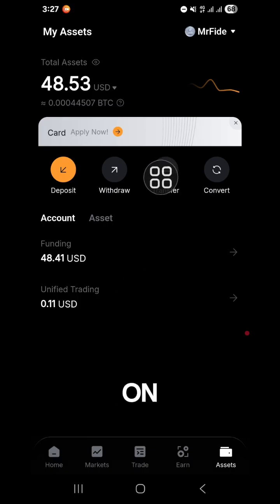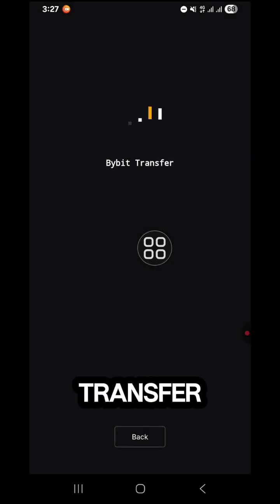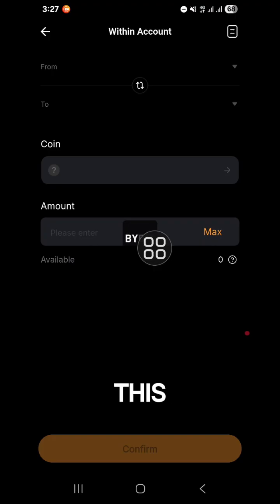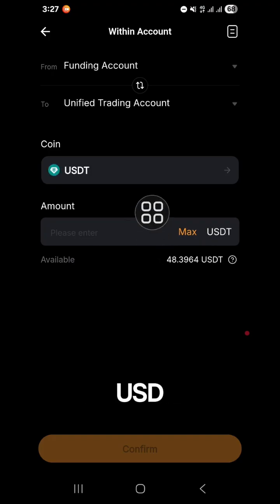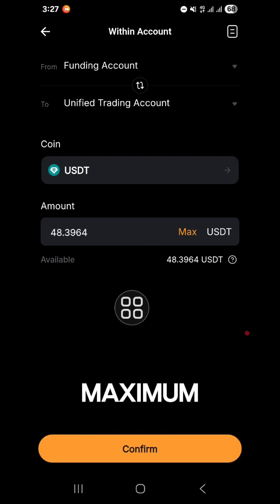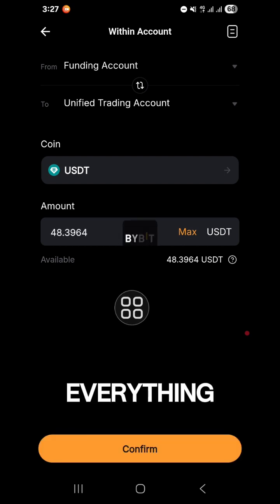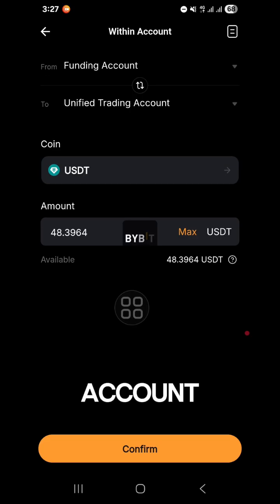To do that, simply click on transfer. It's going to take me to this page, and on this page, I can simply transfer my USDT from my funding account to my unified trading account. So I'm going to tap on maximum, that is, I'm going to transfer everything. I'm going to tap on confirm. And if I do this, I'll simply transfer my USDT from my funding account to my unified trading account.